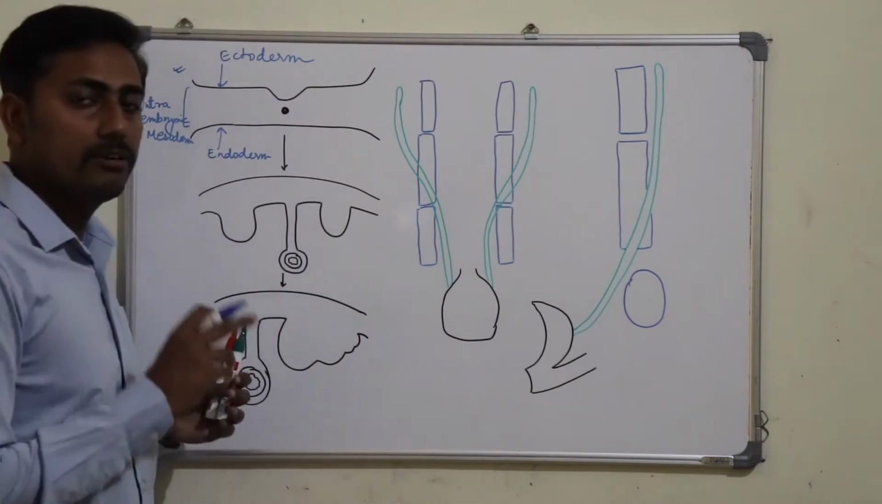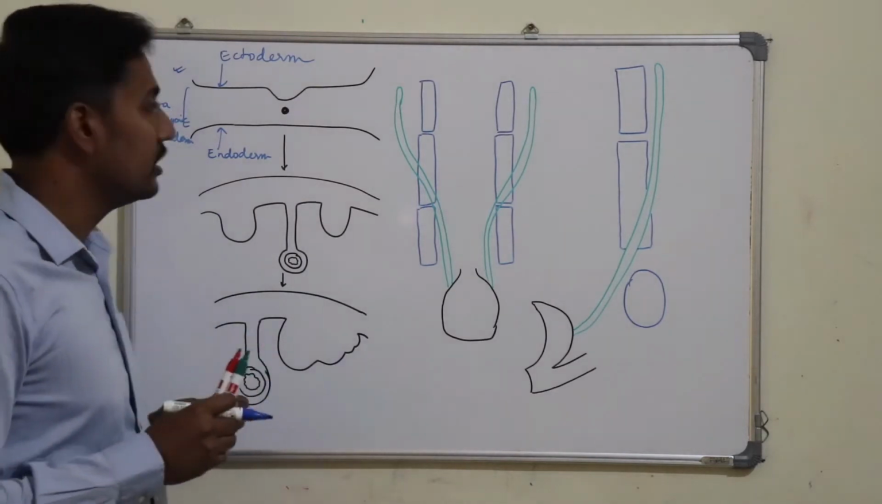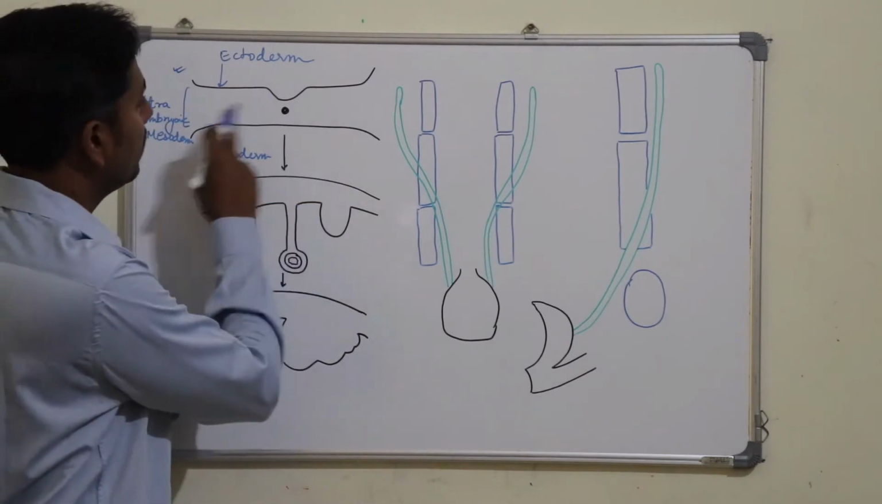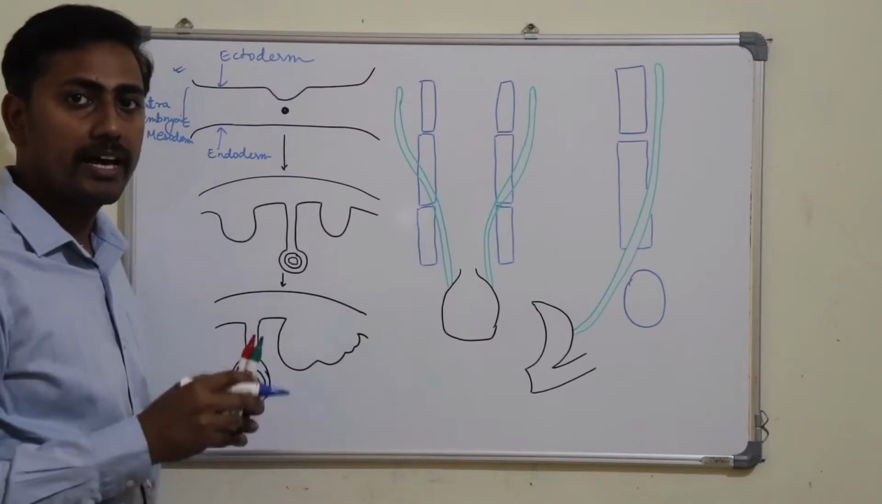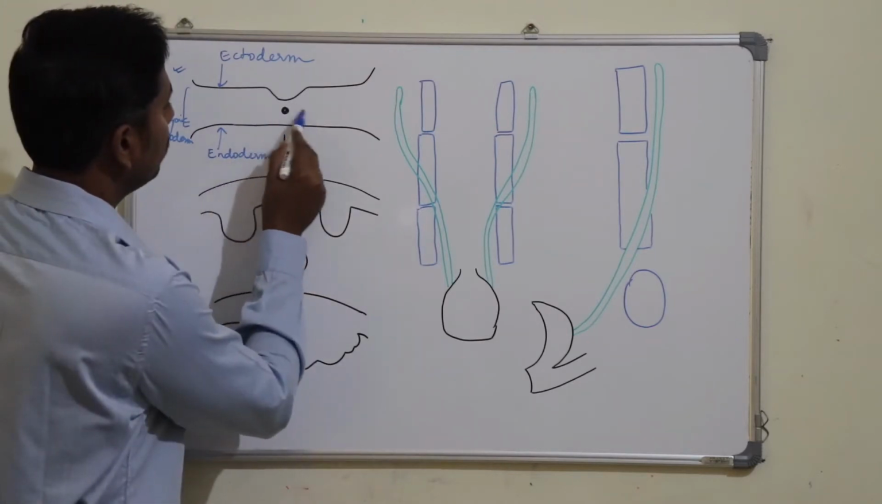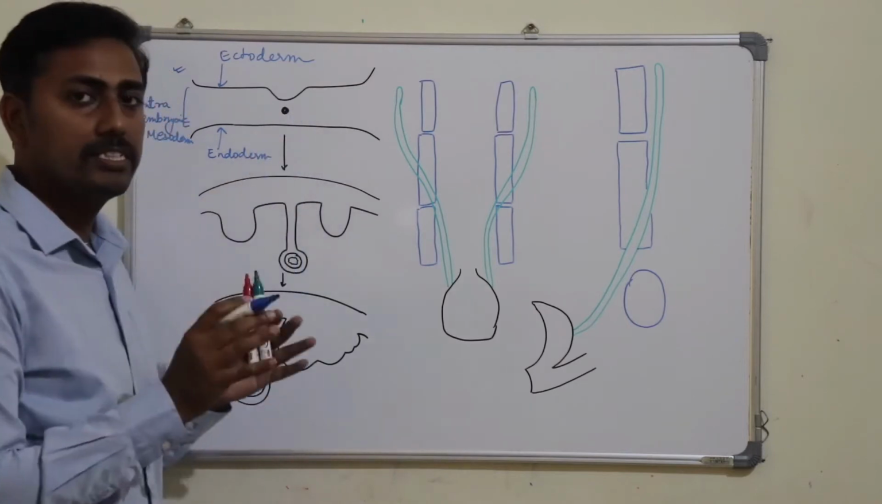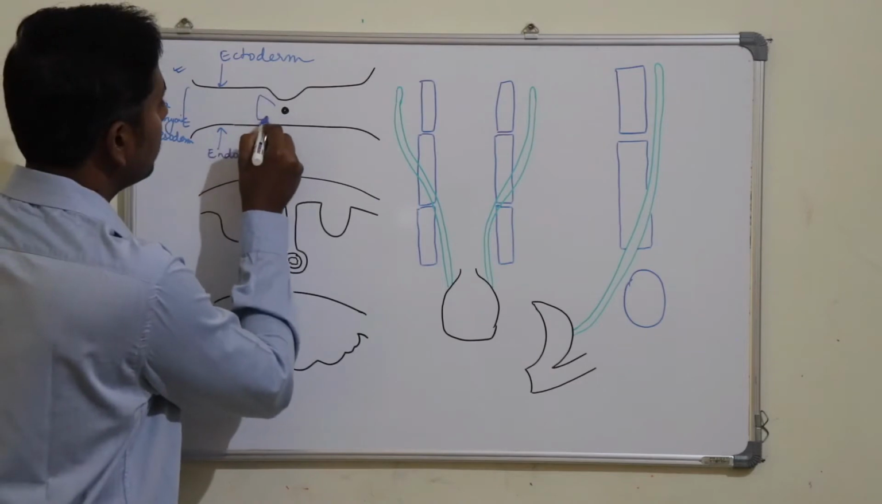Okay, now let us see the different parts of the intraembryonic mesoderm. The intraembryonic mesoderm is divided into three parts. The first part is the paraaxial mesoderm, which is located on either side of the notochord and is present in segments. So here lies the paraaxial mesoderm.